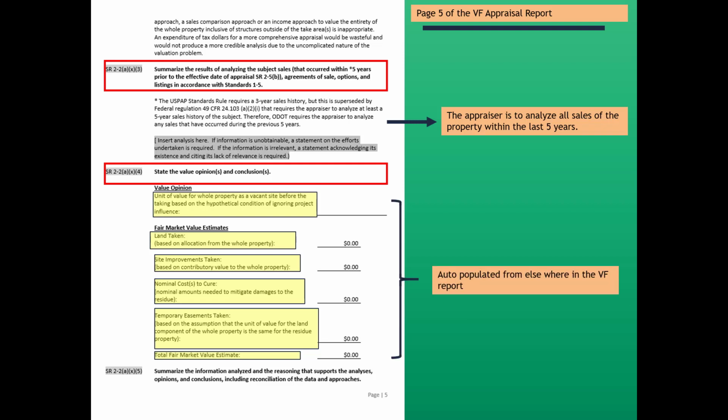Now, all of this information is auto-populated from elsewhere in the Value Finding Appraisal Report. Next USPAP standard is 2-2A(x)(5), which is summarize the information analyzed and the reasoning that supports the analysis, opinions, and conclusions, including the reconciliation of the data and approaches. Now moving on to page 6.